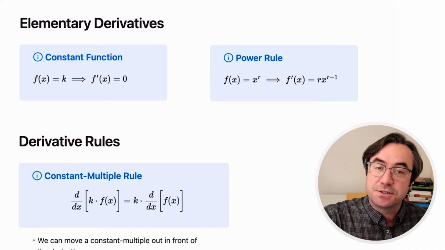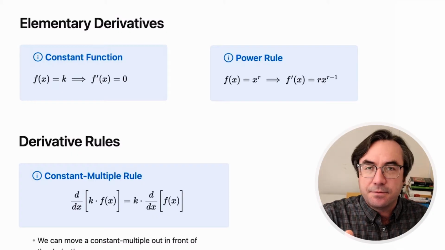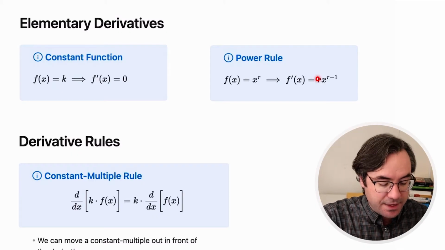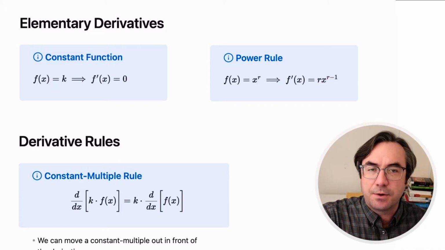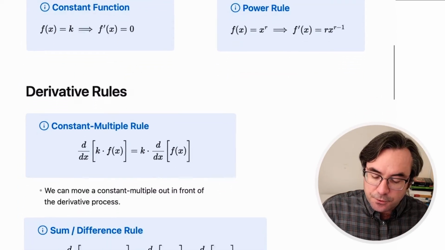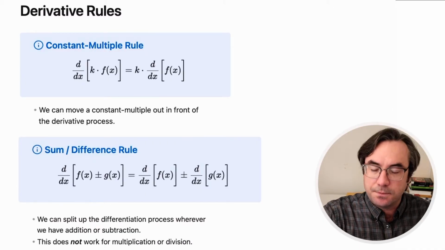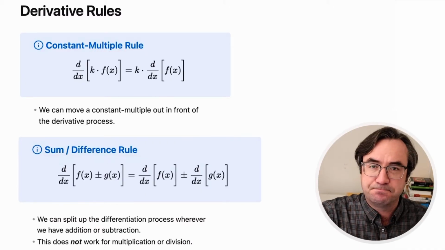Now, power functions, power rule, what happens there? So this is where we have x raised to a power r. And if we remember, power rule, we bring down the exponent, put it in front. We keep our variable the same. And then we subtract 1 from the old exponent. That's our power rule. So we've looked at these before. So what's new is our constant multiple rule and our sum and difference rules.